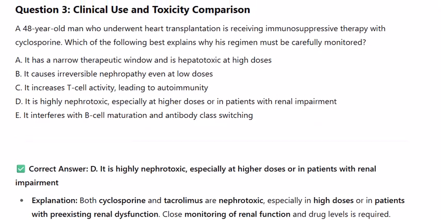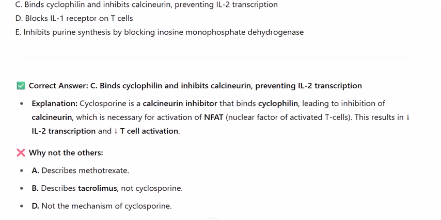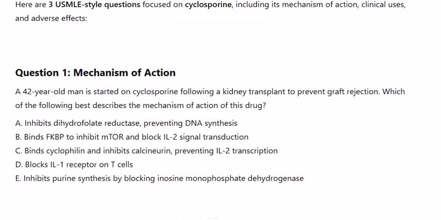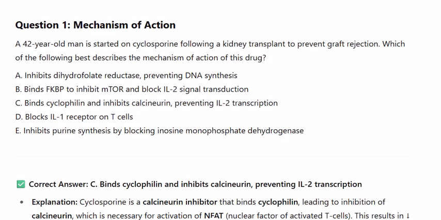Focused on cyclosporine, including its mechanism of action, clinical uses, and adverse effects. Question 1. Mechanism of action. A 42-year-old man is started on cyclosporine following a kidney transplant to prevent graft rejection. Which of the following best describes the mechanism of action of this drug?